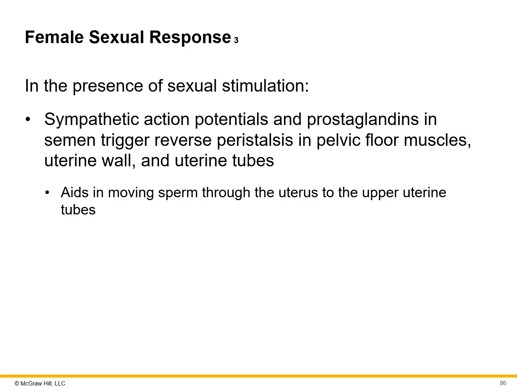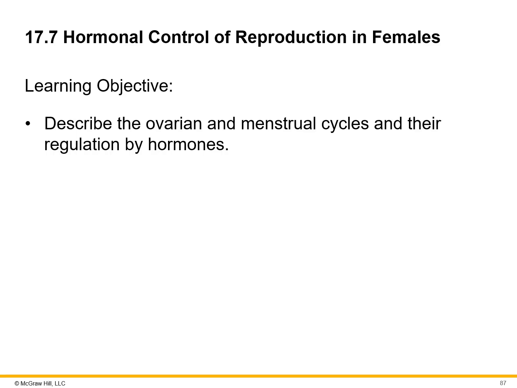Let's see. So also that sympathetic action potentials and those prostaglandins in the semen, they trigger reverse peristalsis in the pelvic floor muscles, the uterine wall, and the uterine tubes. Okay, so what does that do? That just helps move the sperm through the uterus to the upper uterine tubes to possibly fertilize an egg. Okay, so we're going to keep going.